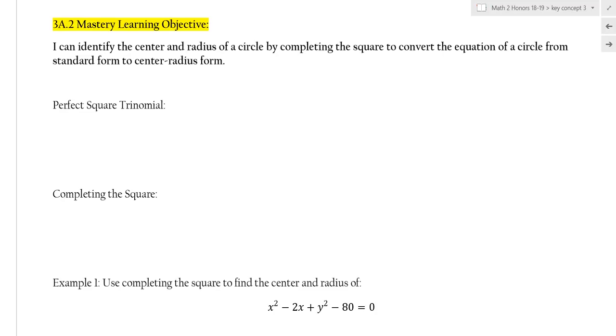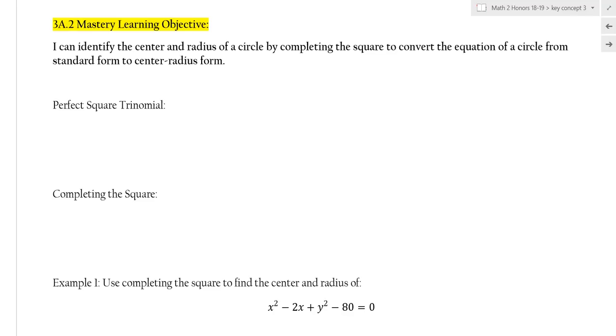3A.2 master learning objective. I can identify the center and radius of a circle by completing the square to convert the equation of a circle from standard form to center radius form. Okay. So a perfect square trinomial is something that comes from squaring a binomial.